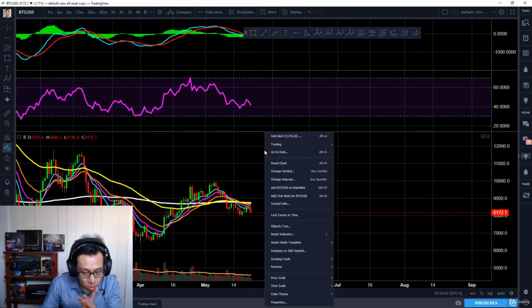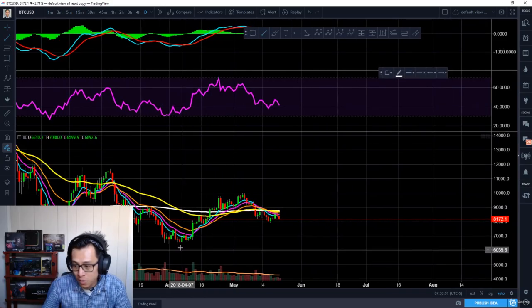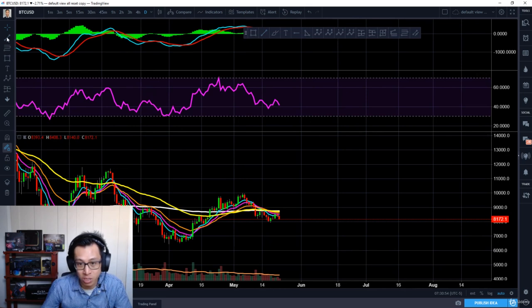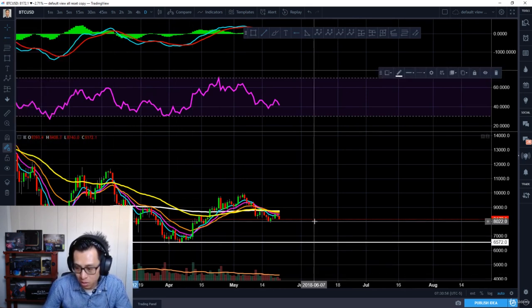I also want to give you more examples of how we could have timed an entry. Notice right here, this is sideways action. No doubt, this is sideways action right here.